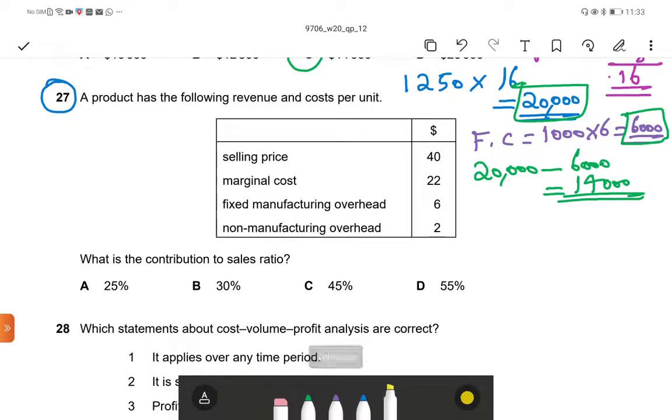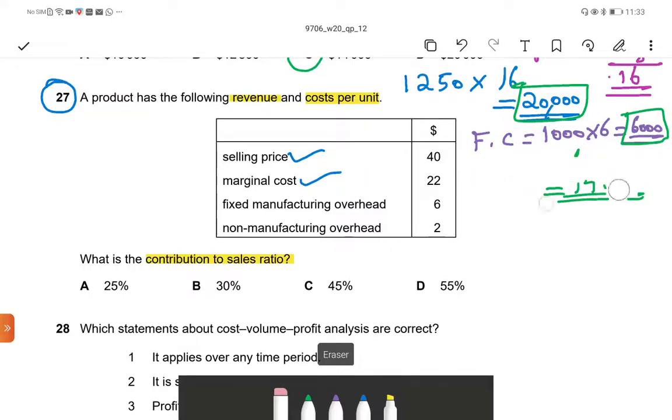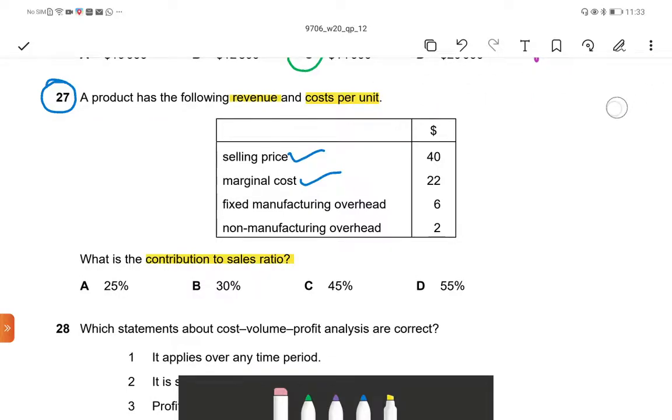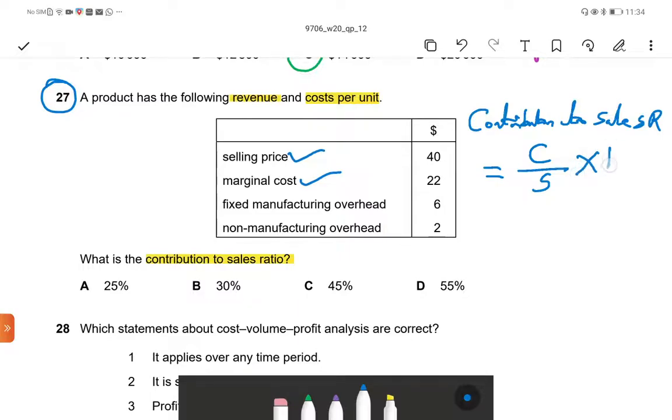A product has the following revenue and cost per unit. They are given selling price and marginal cost. What is the contribution to sales ratio? Question is contribution to sales ratio. So first we have to write the equation to calculate it. Contribution to sales ratio is equal to contribution divided by sales into 100.